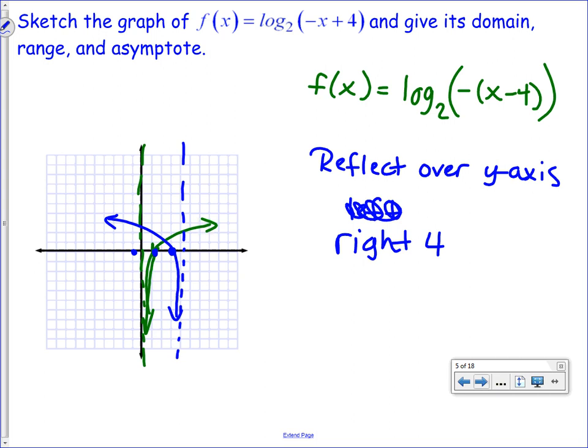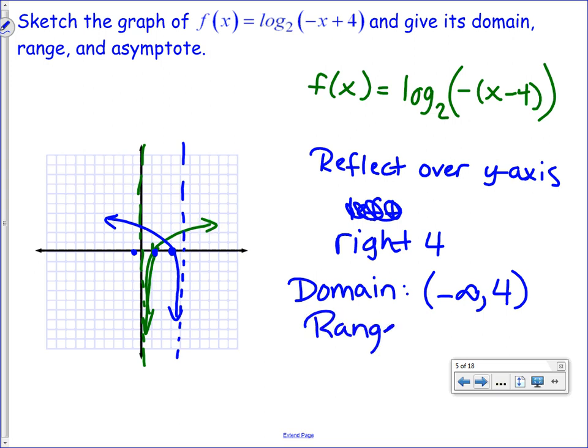All right, so the domain, because we flipped over the y, it's now going to be negative infinity to positive 4 because of the right 4. The range, remember, is always all real numbers. And we have a VA, which is now x equals 4.